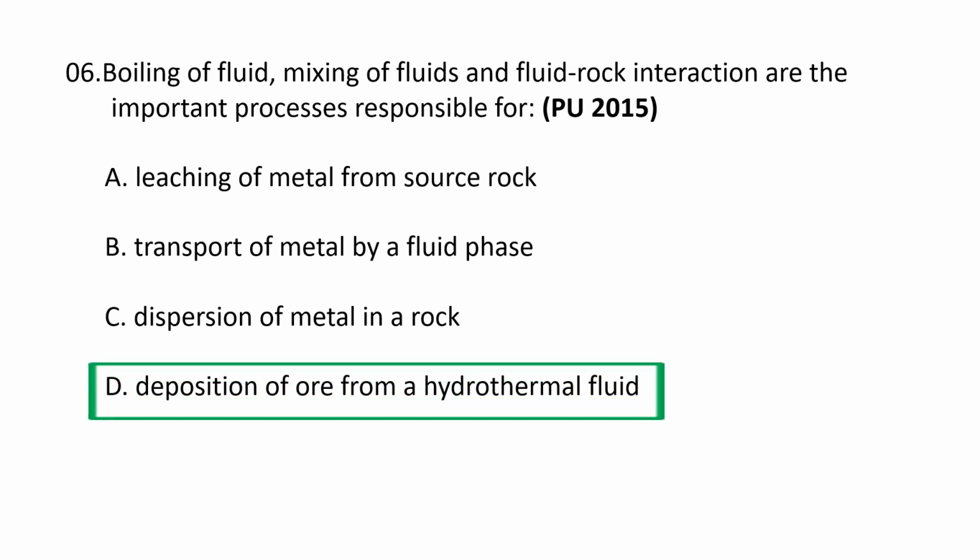Boiling of fluids, mixing of fluids, and fluid rock interaction are all significant processes that can cause ore deposition from hydrothermal fluids, and these processes alter the chemical and physical conditions of the hydrothermal fluids, leading to the precipitation of dissolved metals and minerals.